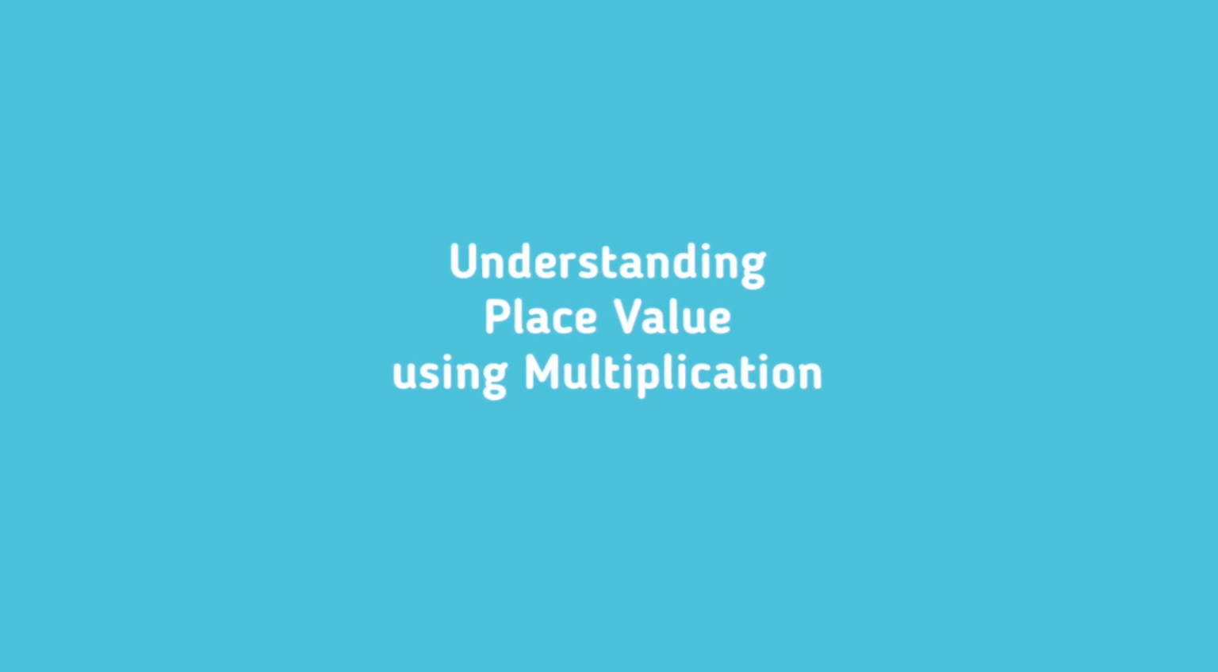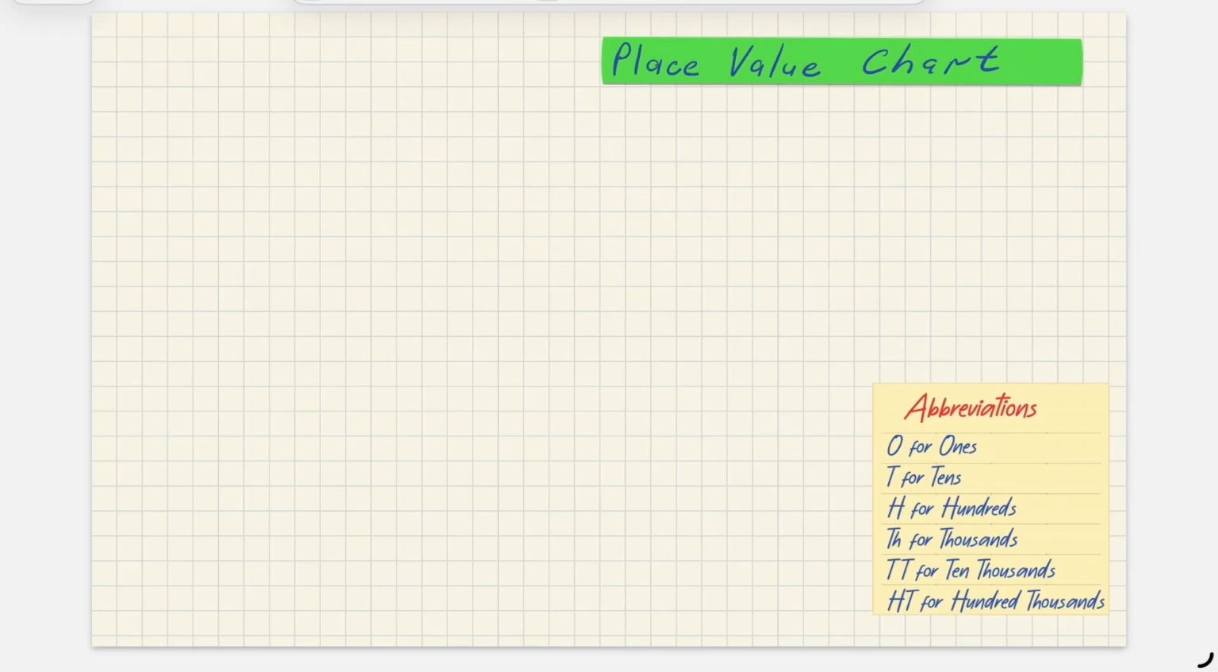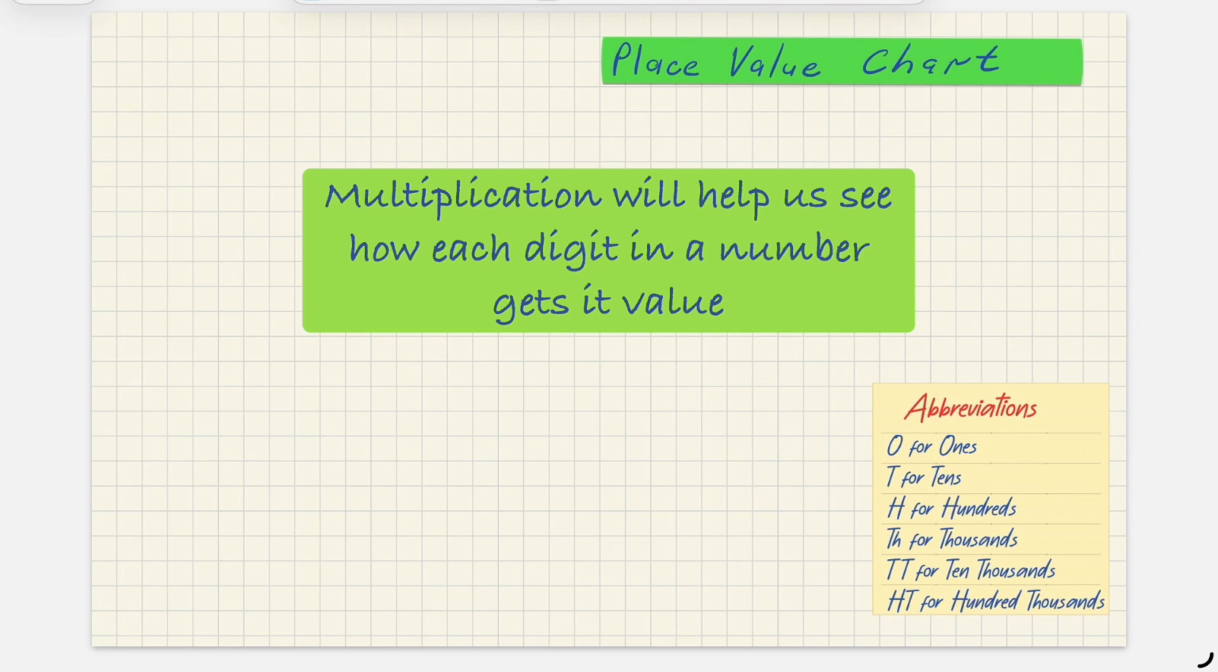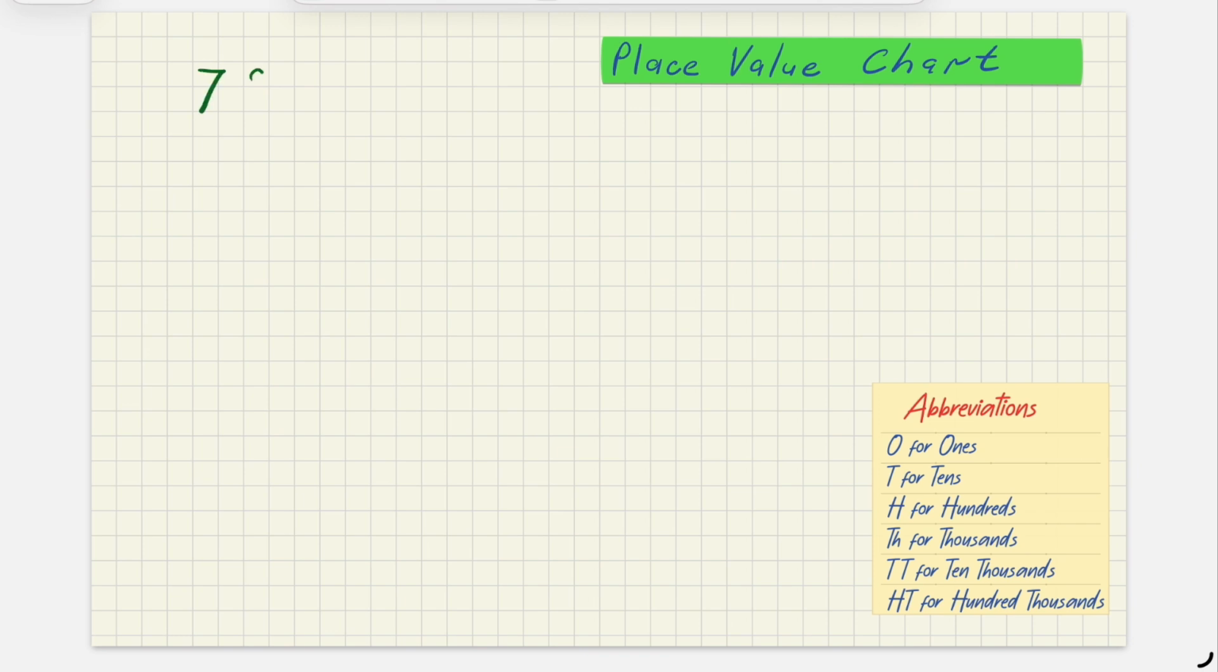Also, we can learn about place value using multiplication. This will help us see how each digit in a number gets its value. Look at the number 725. The digit 5 is in the ones place. To find its value, we multiply 5 by 1. So 5 times 1 equals 5. That means 5 ones or just 5.